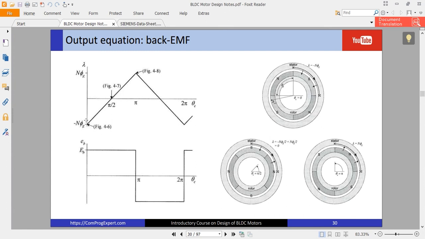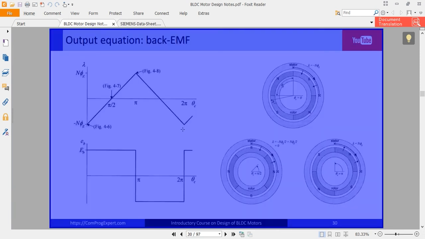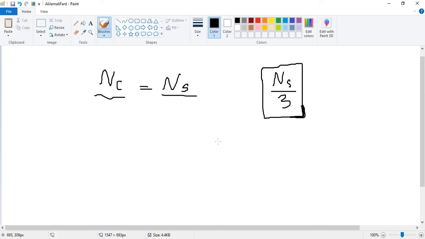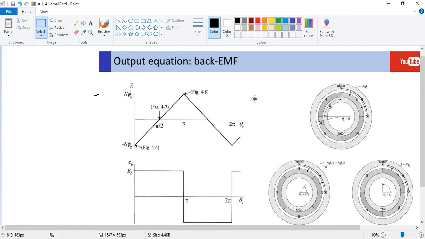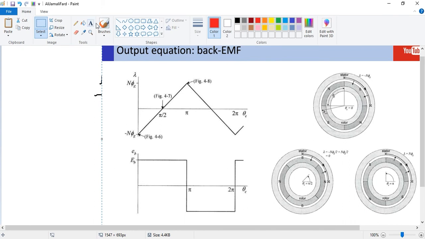Okay, in this case, the derivative of flux linkage, d lambda dt, is positive. We have a positive slope, and the derivative here is negative. Okay, this is the ideal case, but in the real case, because of saturation, or nonlinear magnetic properties, we have something like this. We don't have sharp edges.